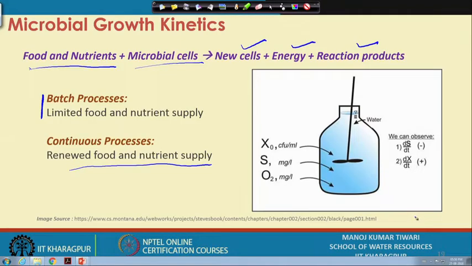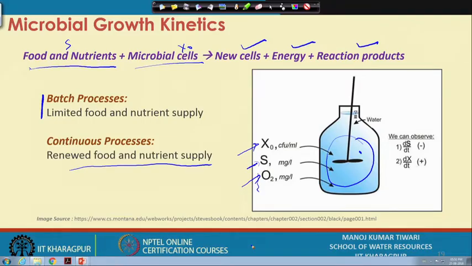Now, let us say we have water containing organic matter or substrate, where S is your substrate, organic matter or contaminant. There is an adequate amount of oxygen if it is an aerobic process, and a certain amount of biomass present in the system. So you have microbial cells, that is your X0, and food and nutrient supply, let us say S, and the other physiological conditions are favorable. So this will create more cells, energy, and so on.